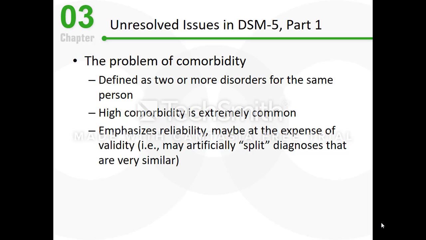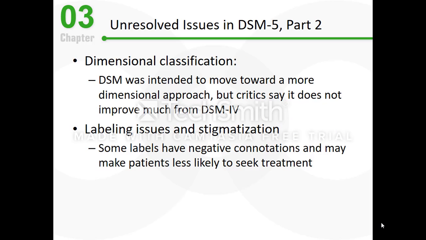There are problems that are still unresolved in DSM-5. The issue of comorbidity, where two or more disorders are occurring for the same person. We know that high comorbidity is actually pretty common, and it emphasizes reliability, maybe at the expense of validity. In other words, we may superficially and artificially split some diseases that really don't need to be split, but they're very similar. The dimensional quality to DSM-5 was intended to move towards a more dimensional approach, but most critics don't think that our dimensional approach is better than what the DSM-4 was doing. And we still have the issue with labels and stigmatization.